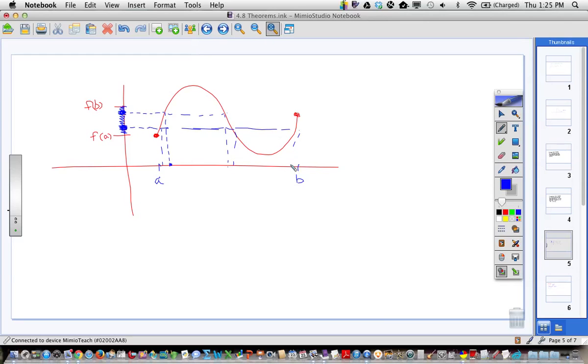Does that make sense? In other words, here's another way I would say this. If a function starts here and ends here, that function has to go through all the y values in between those two. That's basically what this is saying. If a function's continuous, if it starts here and ends here, it's got to hit all the y values in between them on its way. Now, doesn't that seem to make perfect sense?